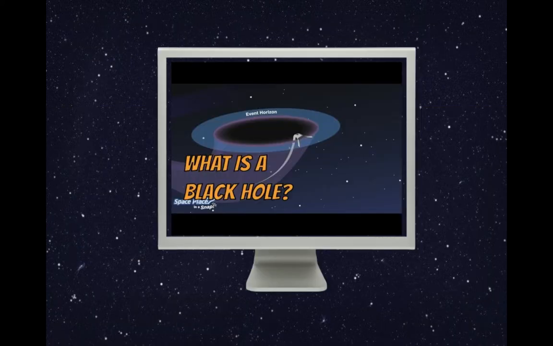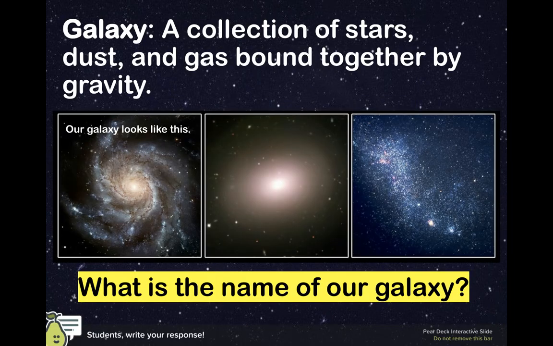There's a video for you to watch if you want, but let's talk about galaxies. A galaxy is a whole bunch of stars in the universe that are held together by gravity. The name of our galaxy is the Milky Way. You've probably heard that before. It's also the name of a candy bar. Our galaxy is a spiral galaxy. It looks like a spiral.